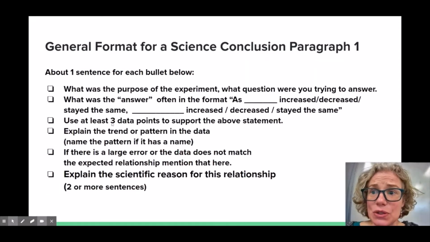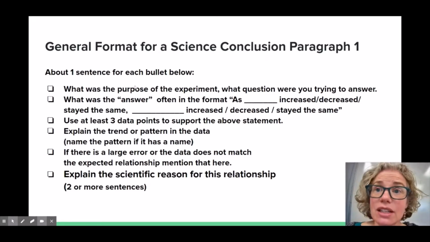All right, so here's the general format for a first paragraph of a conclusion. You want to write about 1 sentence for each of these bullets. We're going to go ahead and do this now with an example problem.